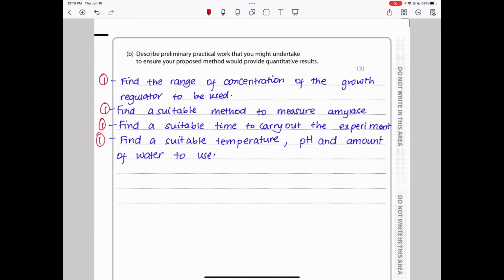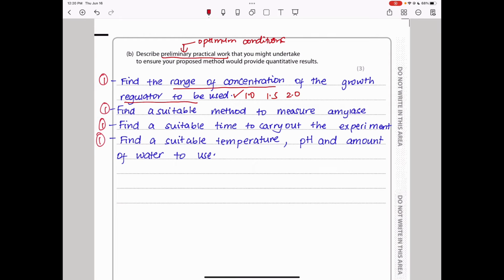They say describe preliminary practical work that you might undertake to ensure your proposed method would provide quantitative results. If we are doing the preliminary practical work, this means we are trying to find the optimum conditions for the experiment other than the independent variable. Actually, even for the independent variable, you have to find the right concentration of whatever growth factor you're going to use. So we have to find the range of concentration of the growth regulator. Are you going to use 1.0 and then 1.5, 2.0, 2.5, and so on? Or are you going to use a different range of concentrations? You have to determine this during the preliminary practical work.